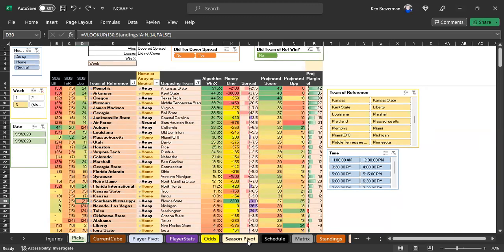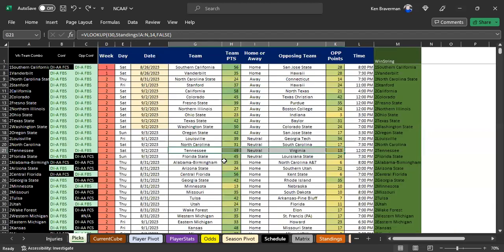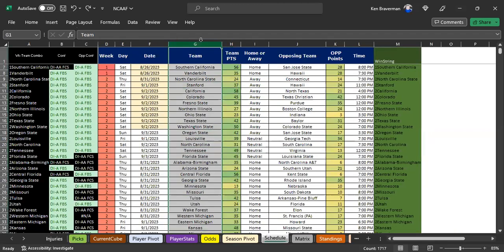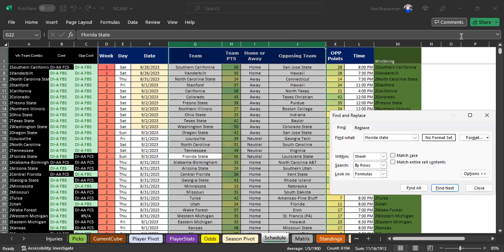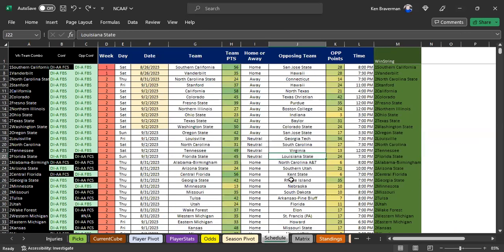We're going to check in the schedule real quick, and we're going to try to find Florida State just because I want to know. I want to make sure the numbers are working right. In week two, which was their first game, they played at a neutral site against Louisiana State, and they won. So they won 45-24.